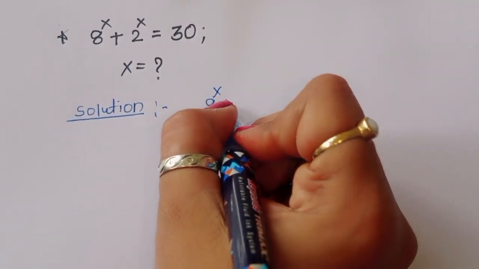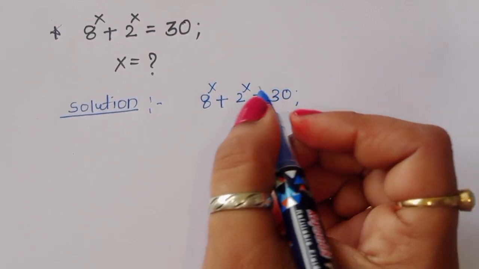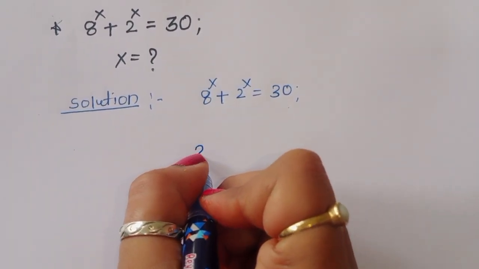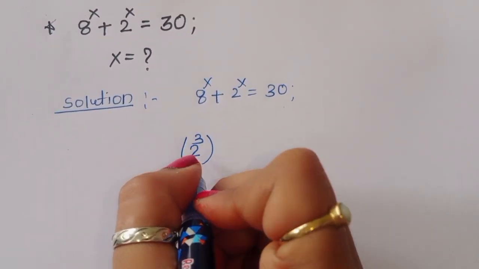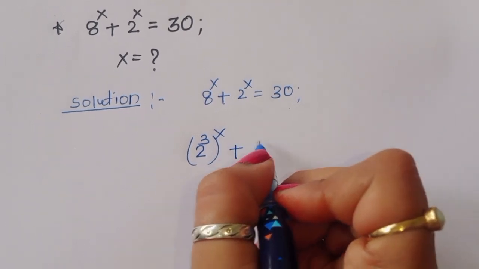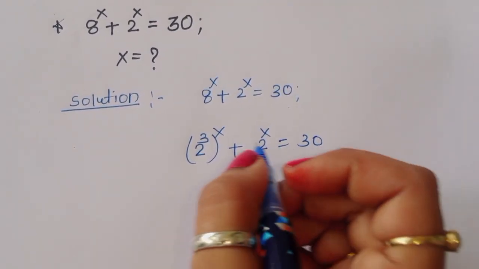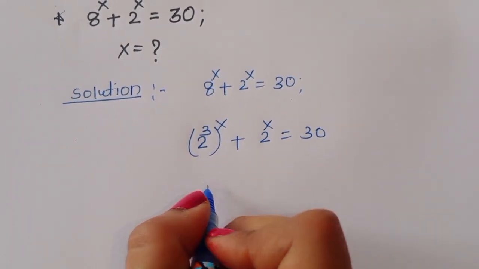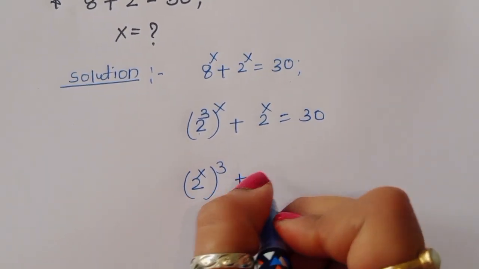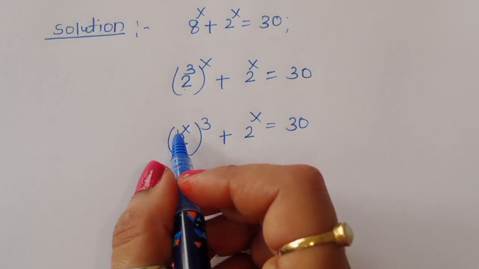8 power x plus 2 power x is equal to 30. This is given, right? For 8 power x, we can do one thing: 8 is 2 power 3. So (2 power 3) power x plus 2 power x is equal to 30. Now we can write this as (2 power x) power 3 plus 2 power x is equal to 30, right? So here we have 2 power x and 2 power x.